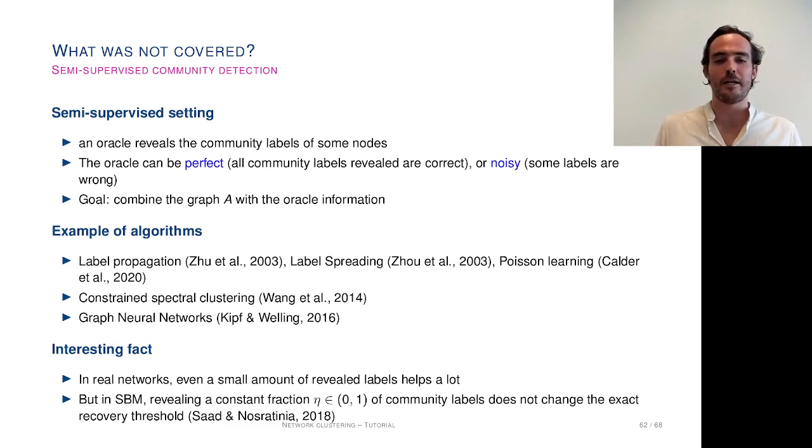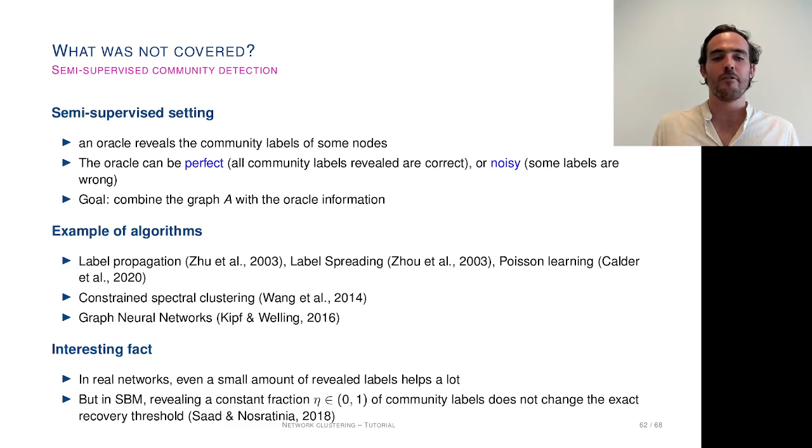So that's actually nice, and so it means, okay, let's study this. It seems very appealing. But it has been shown that in SBM, if you reveal even a constant fraction, so not full, but just a constant fraction of nodes, it does not change the threshold for exact recovery. And that means that SBM is not necessarily a good model to study semi-supervised learning, or at least we can't really explain with SBM why on real graphs we see so much difference between unsupervised and semi-supervised. In SBM, even if the oracle reveals some fraction of nodes, that doesn't help.